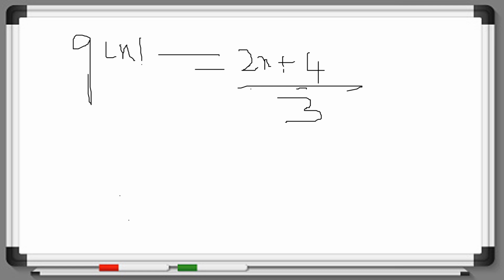g of x is y. I think I have taken it's g. I should not write x. Okay, I should use g only.